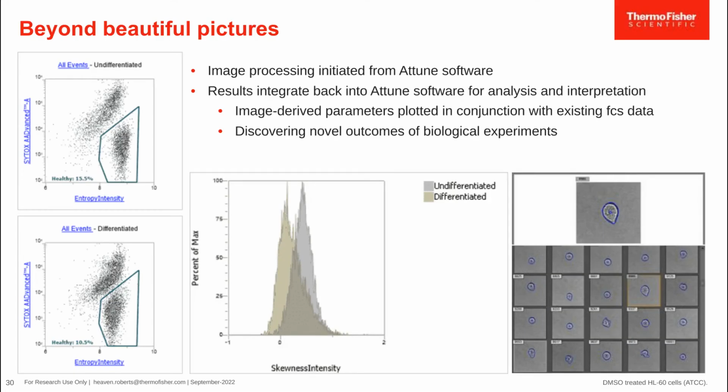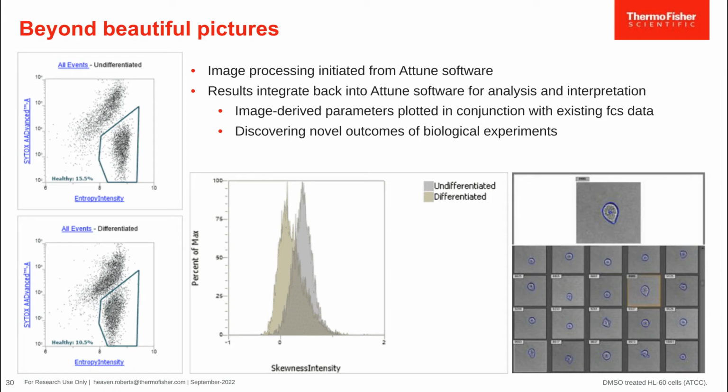Once we start taking the next step and saying, well, instead of backgating my images, can I get data from those images? This is what our software team has been working on. So we're looking at image processing that's brought back into the Attune software. Instead of looking at this in something like ImageJ, I'm able to look at this in line with all of my fluorescent parameters. This is just an example you can see on the left where I've taken something we're going to call entropy intensity.